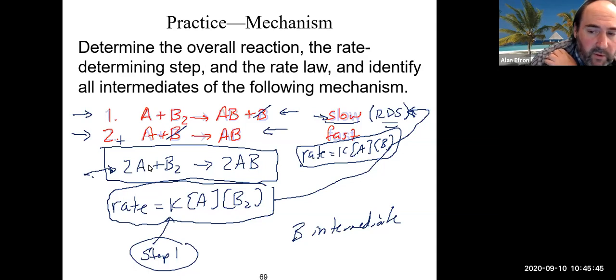So we wouldn't write a rate law based on the overall reaction. We would only write rate laws based off of the elementary steps, each of the individual steps in the mechanism, and use those coefficients as those orders. And again, that's the only place you could do that: not for the overall reaction, but for the individual steps in the mechanism.